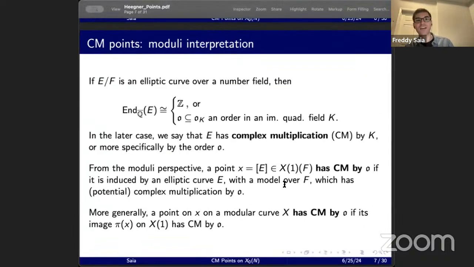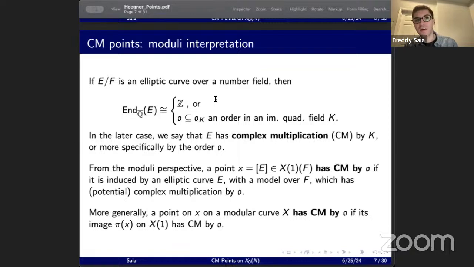So what does this mean on the moduli side? Well, it means what you would think when you hear complex multiplication. So if you look at the geometric endomorphism ring of an elliptic curve, let's say it's over a number field F, there's two options for it in characteristic 0. So it's usually just the integers. So this is the ordinary case. So you have multiplication by n maps for every n. Your elliptic curve is an abelian variety. It has a group. The F-rational points have a group structure.